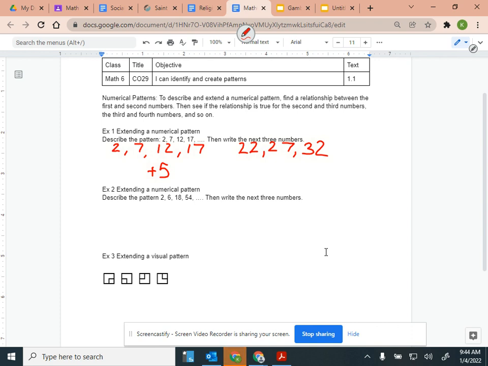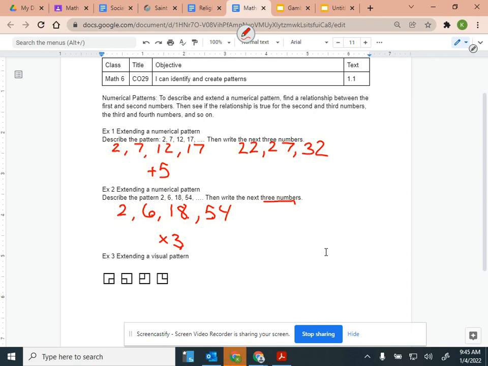What is changing? Extending a numerical pattern, our second example, describe the pattern 2, 6, 18, 54. What is happening there? What is our pattern? Adrian? It's being multiplied by 3. Yeah, we're multiplying by 3 each time. 2 times 3 is 6. 6 times 3 is 18. 18 times 3 is 54. Then write the next 3 numbers. What comes next?